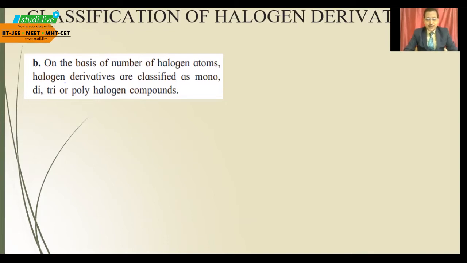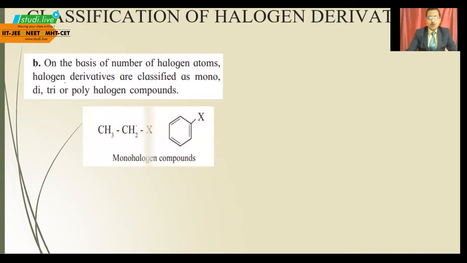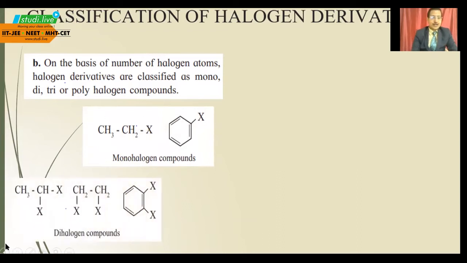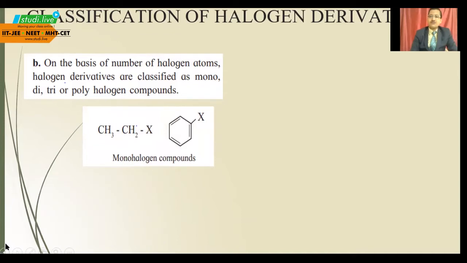नाम से कुछ इंडिकेट हो रहा है? Yes, हो रहा है. Mono means what? One. So one hydrogen atom is replaced by one halogen atom. किसका? So one hydrogen atom, either it can be of an alkane. Here I can show you. So either it can be of an alkane or it can be of a benzene ring, that is an arene. So this is your benzene ring, you can see. This is the benzene ring or this is your alkane.